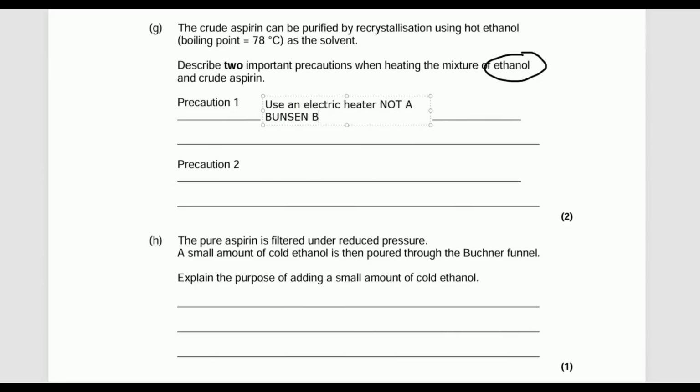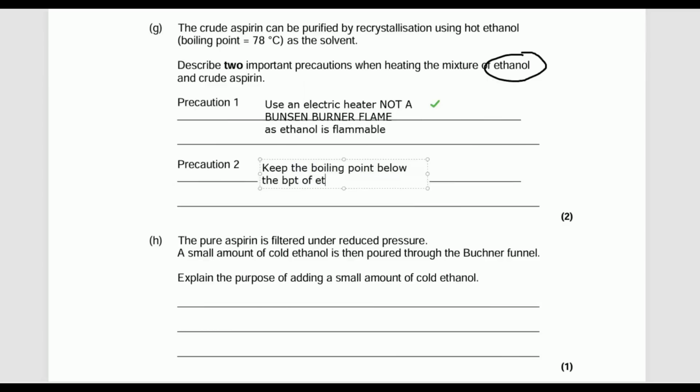I mean, they use ethanol or alcohol in cars, in combustion engines in Brazil. So use an electric heater. Don't use a naked Bunsen burner flame, because it might set fire to the ethanol. And also keep the boiling point below 78 degrees. If you keep it above 78 degrees, then the ethanol, which is a solvent, will evaporate and you'll lose your solvent. So keep it below the boiling point of ethanol, so below 78, and use an electric heater, not a naked Bunsen burner flame.